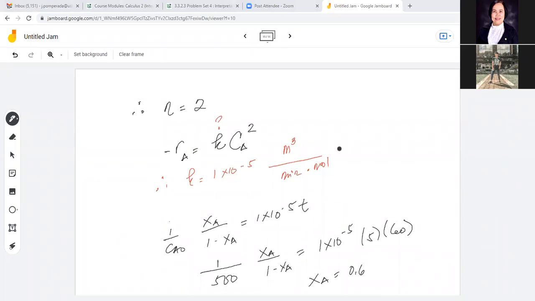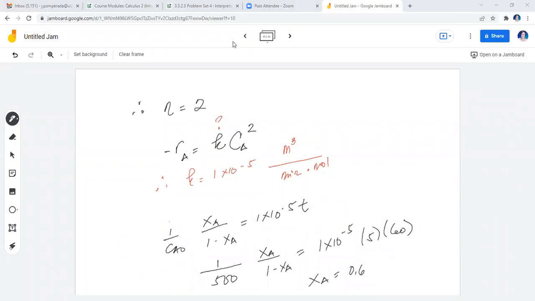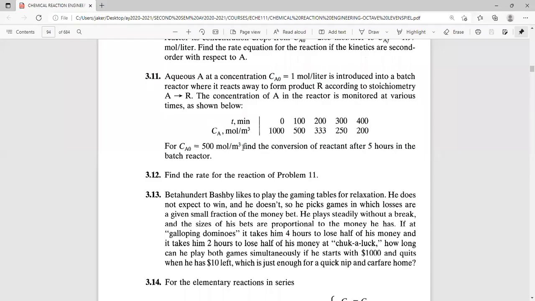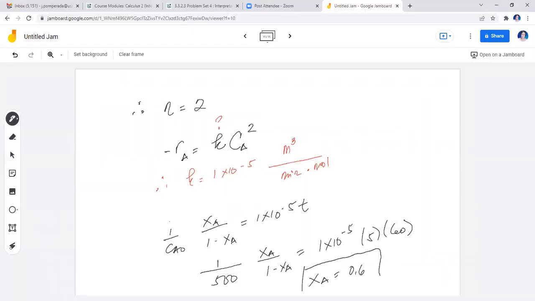Now, if we go back to the problem, find the conversion of the reactant after 5 hours in the batch reactor. So meaning this should really be our answer. Okay, so I'll box this one. It's asking for the conversion of the reactant after 5 hours. Okay, somebody wrote in the chat box, yes, it's 0.6.